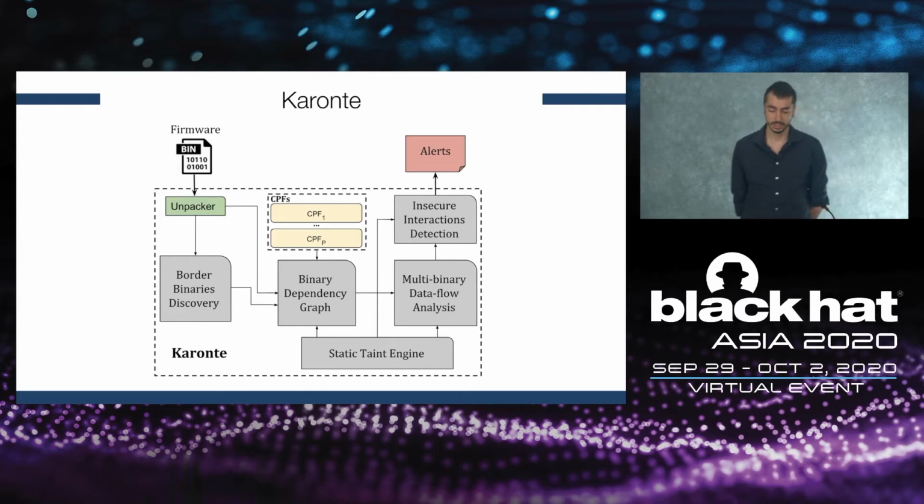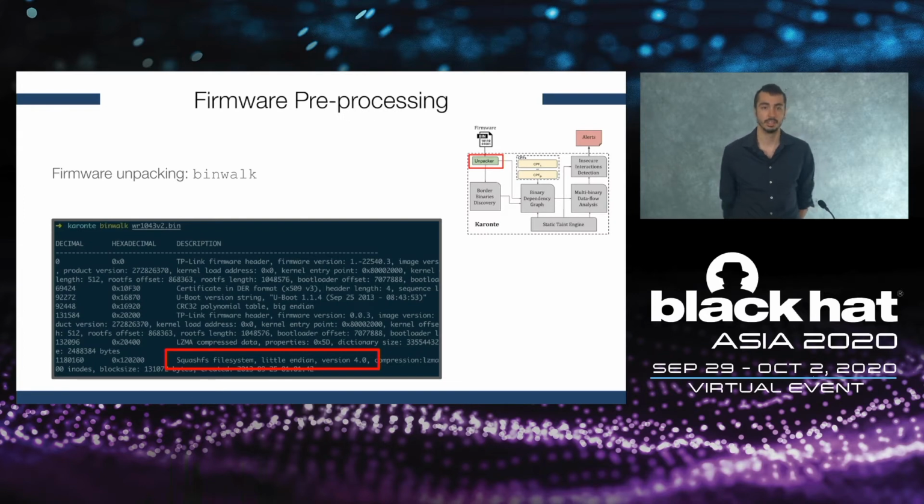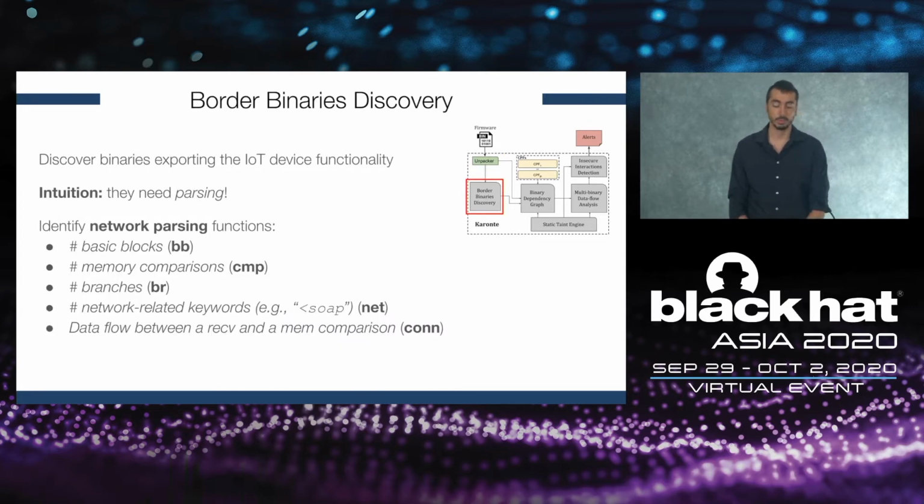As input, our system takes a firmware, which it unpacks into multiple components using the firmware unpacking tool called binwalk. Once we extract all the binaries, we proceed to find those that we call the border binaries. Border binaries are those binaries that interface the functionality of a firmware to the outside world. Our intuition is that these binaries must contain two types of capabilities.